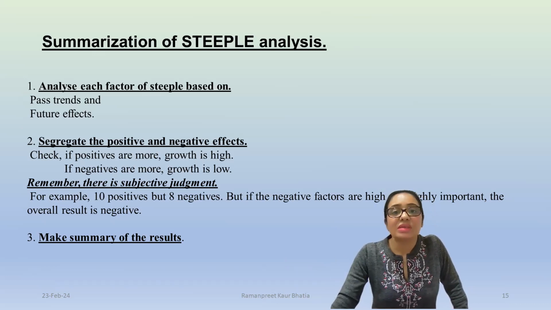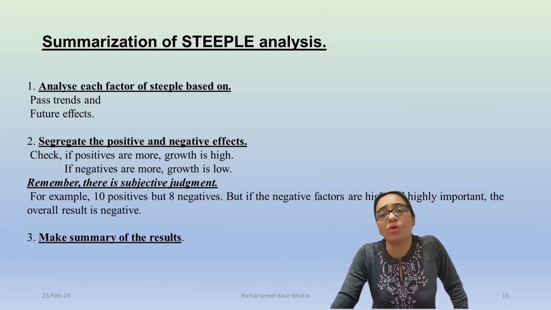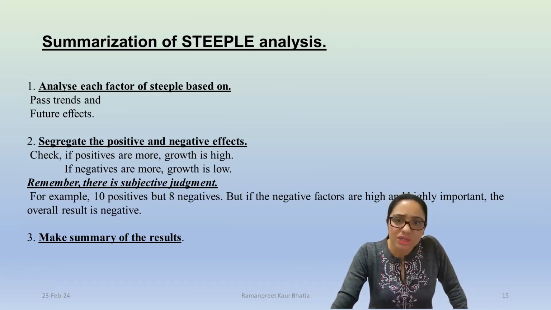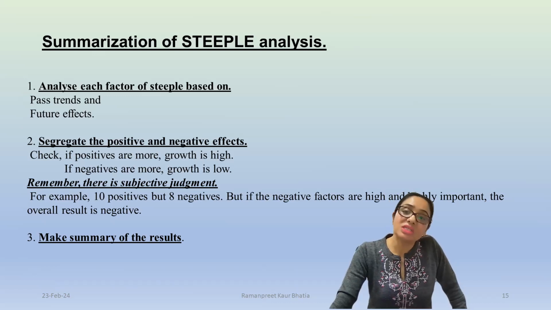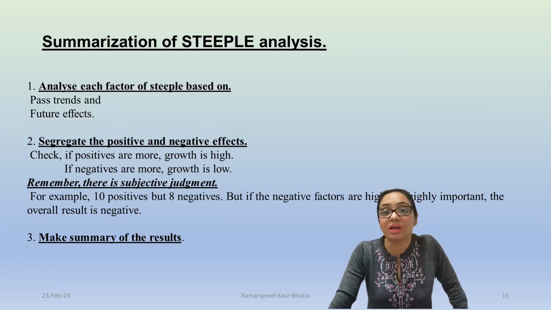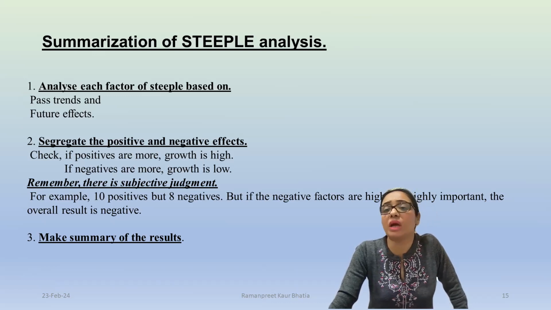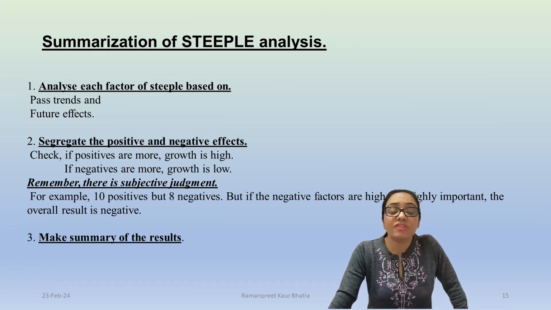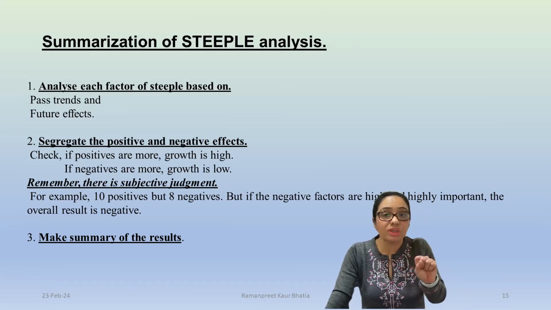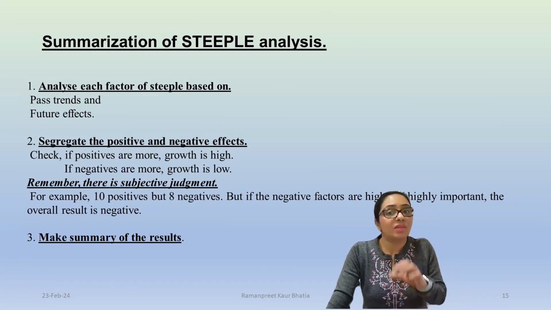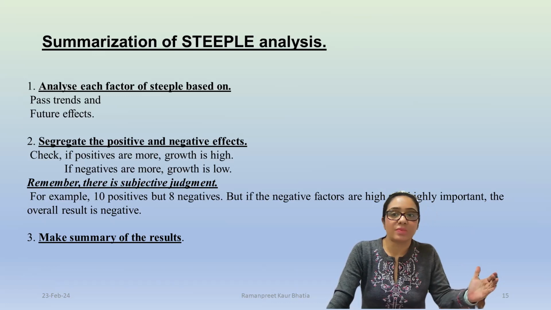Second step is to summarize each positive and each negative. How will you do that? By giving consideration to the relative importance of each factor. What does that mean? There are some factors which are relatively more important than others. So even if there is an equal number of positives and negatives, if the major, important factors are positive, the conclusion is on the positive side.